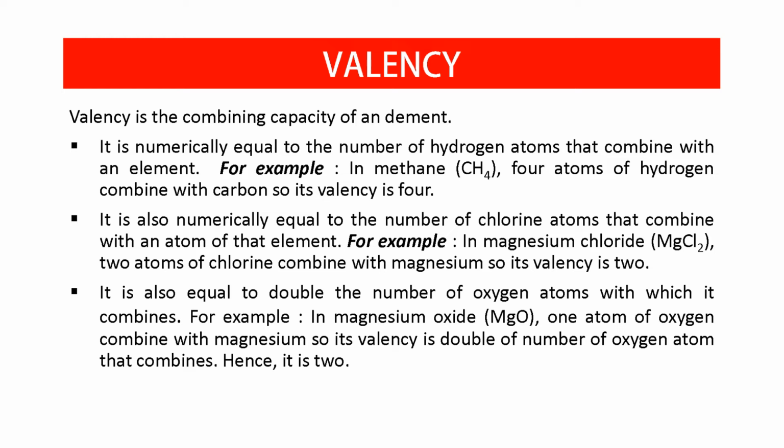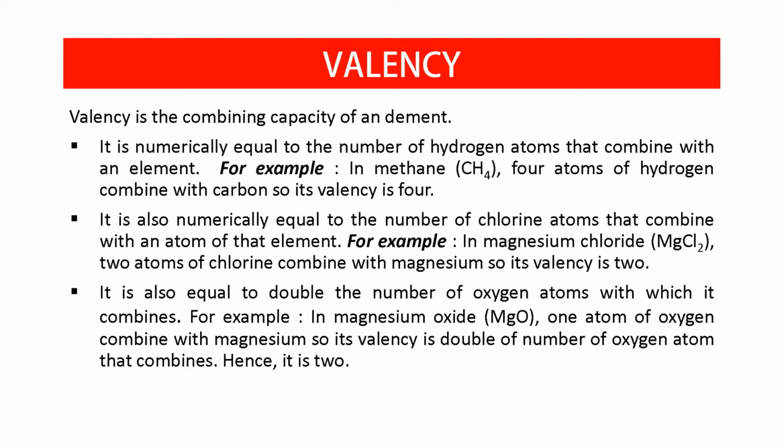According to the rules, the number of hydrogen atoms combined with that element is called its valency. So there are 4 hydrogen atoms combined to the carbon atom. So the valency of carbon is 4. Another example, we can take magnesium chloride. The formula of magnesium chloride is MgCl2.